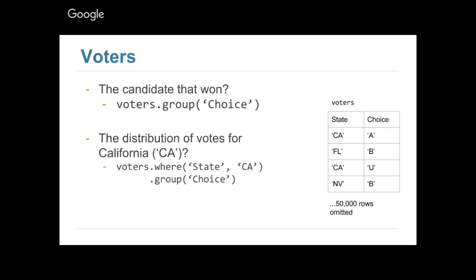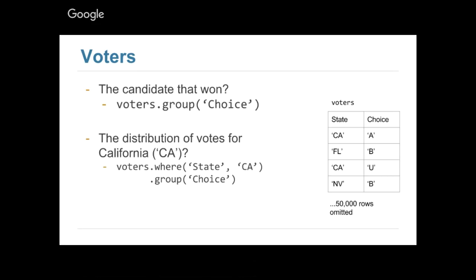Okay, so here it is. Again, if you actually wanted that candidate here, you have to do a little bit more work than voters.group choice. I'm just showing you the bare minimum answer to get the candidate that won. Here's how you get the distribution of votes for California. Any questions?